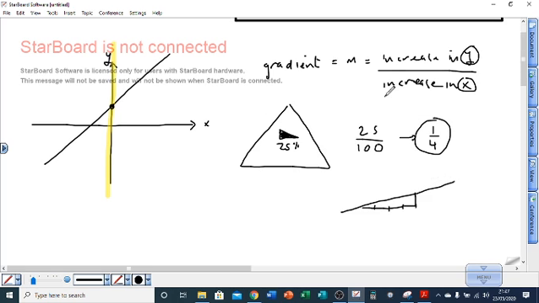Now remember that if it was minus a quarter, it means you're still going across 4, but you are falling by 1 unit down. So this time the gradient would be looking like that if it was negative a quarter. That's why negative gradients go downhill and positive gradients go uphill. So this one is guaranteed to be a positive gradient.